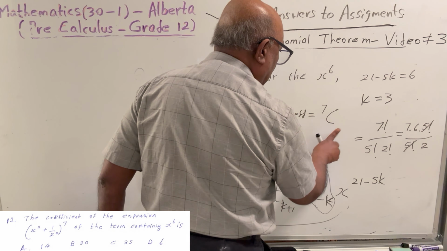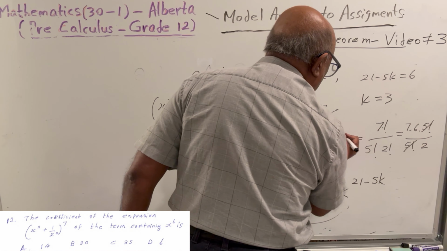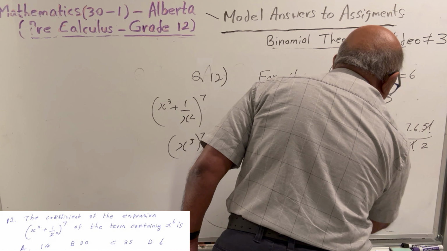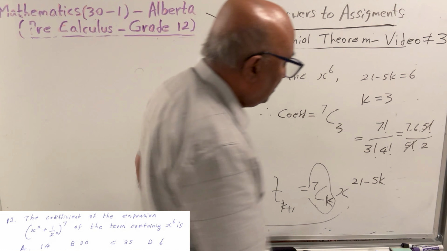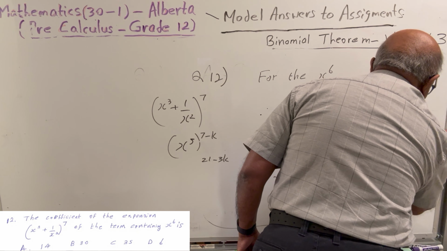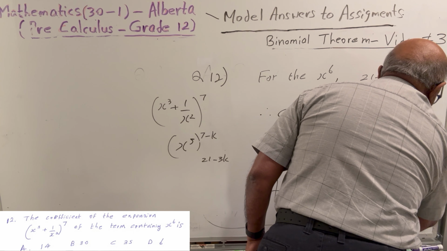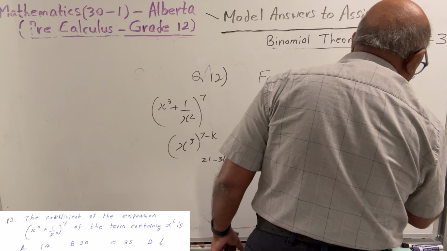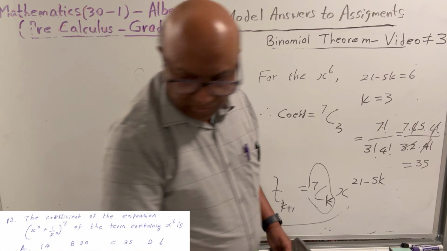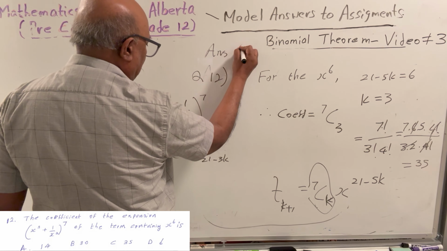That means this is 7C3. 7C3 means factorial 7 upon factorial 3 times factorial 4, since 7 minus 3 is 4. Seven times 6 times 5 times 4 factorial divided by 3 factorial times 4 factorial. These two cancel. Then the 6 cancels. 7 times 5, 35. Answer is 35, which is answer number C.